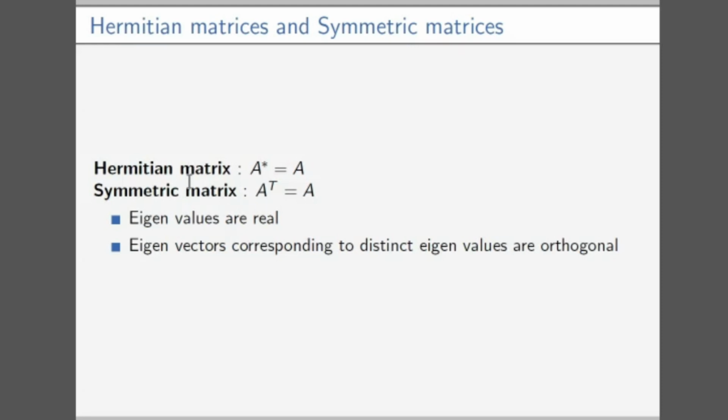So a Hermitian matrix is a matrix A which satisfies the condition A star equal to A, and a symmetric matrix is a matrix of the form A transpose equal to A. That is, in case of a symmetric matrix, taking the conjugate is not required. The transpose alone will produce the same matrix. And we have the property here that eigenvalues of Hermitian matrices and symmetric matrices are always real, and the eigenvectors corresponding to distinct eigenvalues will be orthogonal.